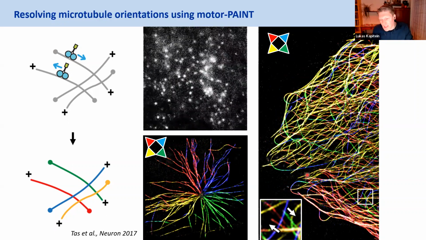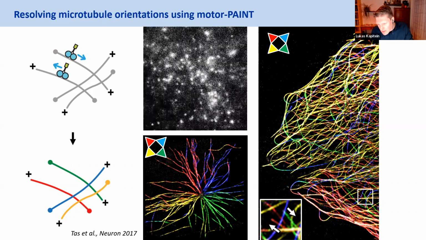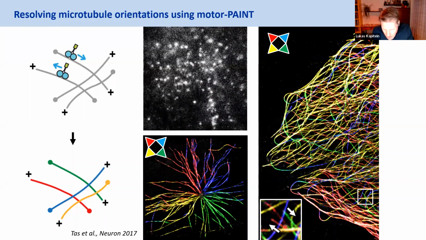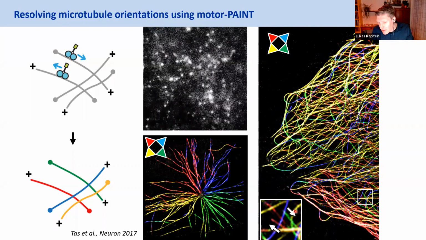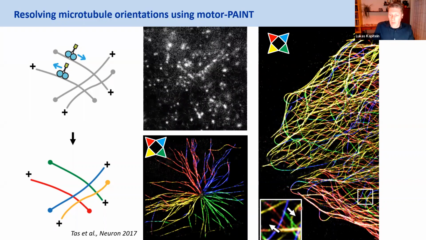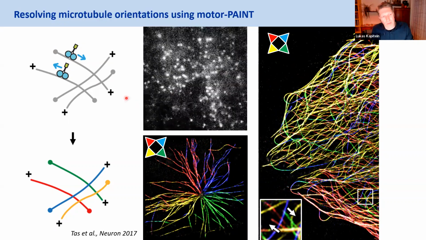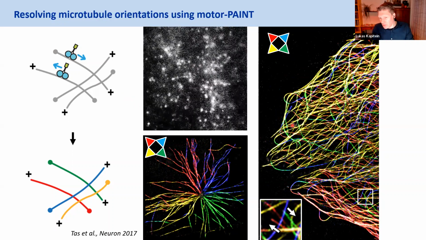But for example, if we zoom in on this box here, we see two microtubule ends, and one is clearly a plus end, whereas the other is actually a minus end, which you wouldn't have been able to tell by just doing super resolution. But using MOTOR-PAINT, we now can probe the absolute orientation of microtubules in a whole network.